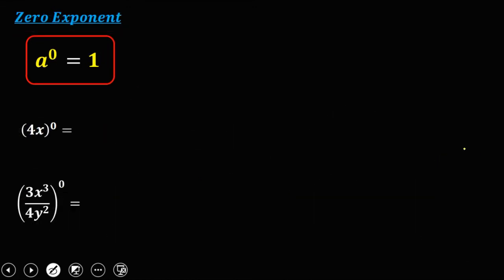So for the zero exponent, any number raised to 0 is always equal to 1. So if the exponent is equal to 0, the answer is 1.